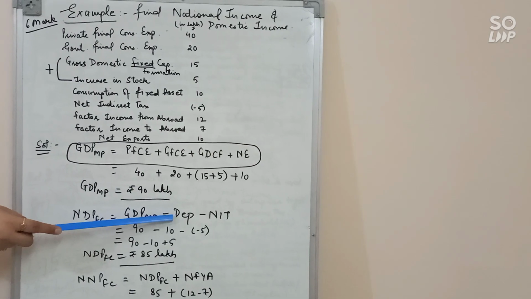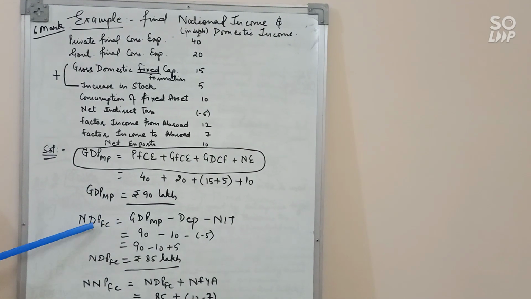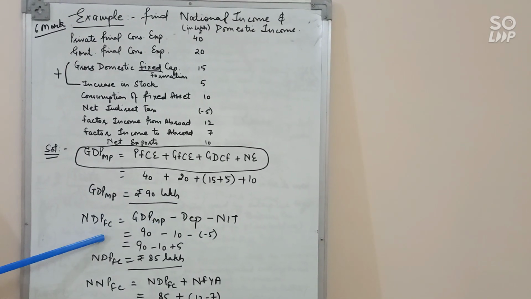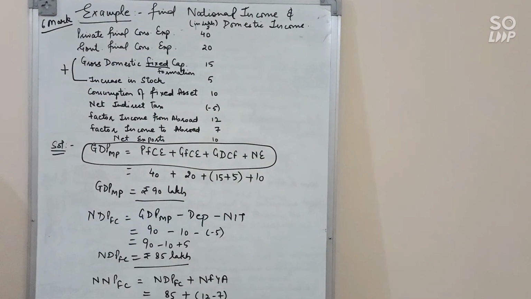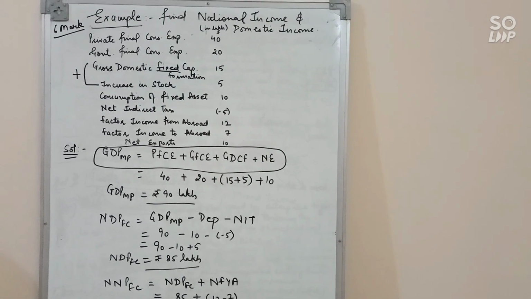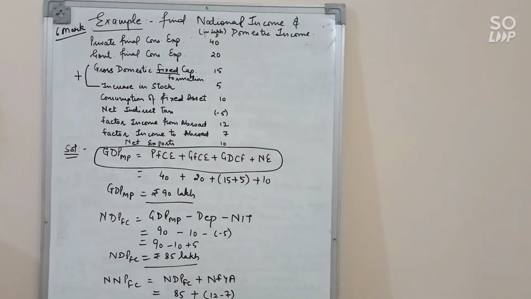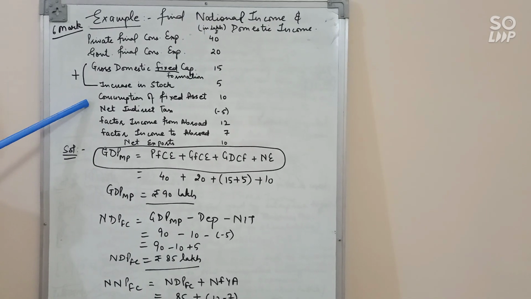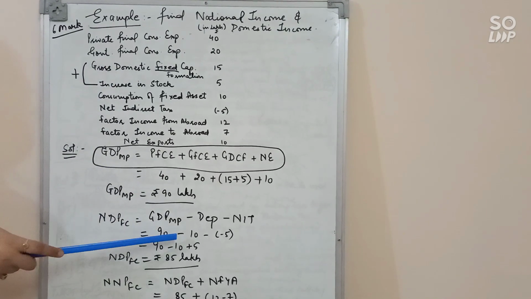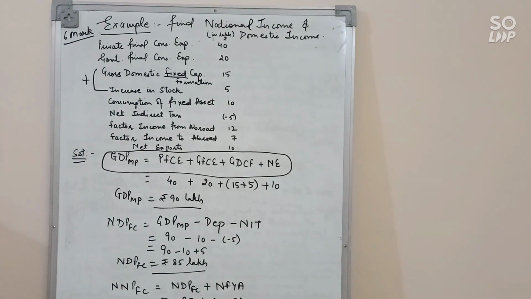So how will you convert gross into net? After deducting depreciation. So minus depreciation. Domestic we have seen, then market price, and we need factor cost. How will you calculate factor cost if market price is given? We will deduct net indirect taxes. Okay. Now put the value of GDP at MP. We have calculated 90. Put 90 minus depreciation. The other name of depreciation is consumption of fixed asset. So consumption of fixed asset is 10.